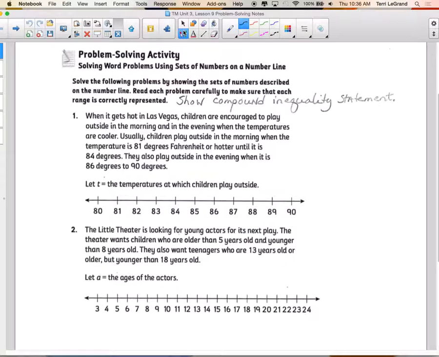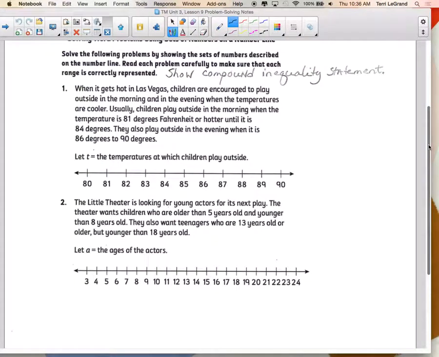So let's start with, I think somebody who wrote this material likes Las Vegas. Las Vegas is in the word island again today. When it gets hot in Las Vegas, children are encouraged to play outside in the morning and in the evening when the temperatures are cooler. Usually children play outside in the morning when the temperature is 81 degrees Fahrenheit or hotter until it is 84 degrees. They also play outside in the evening when it is 86 degrees to 90 degrees.